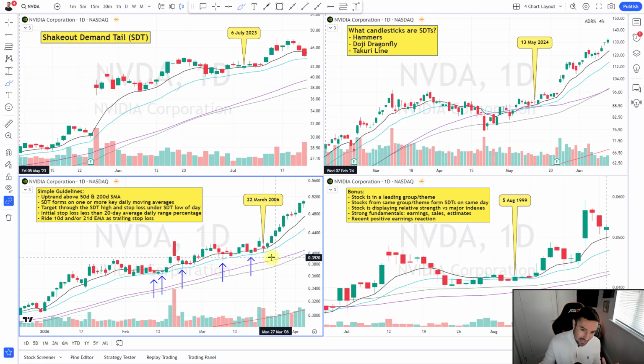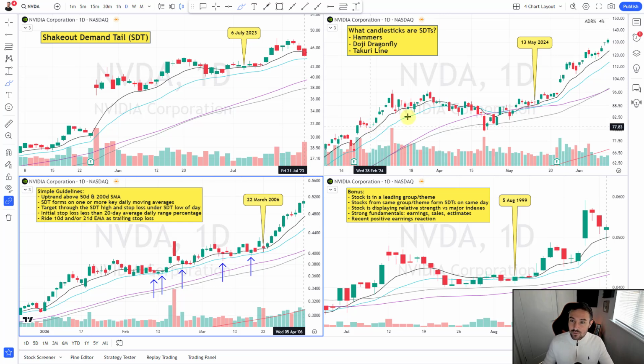I may give it a little bit more room if I want to get the initial stop loss, say, underneath a key daily moving average or a nice round number. That could be, say, $10, $50, $100, $150, whatever it may be. And then in terms of the trade management side of things, generally speaking, I'm trying to ride 10-day, 21-day EMA.